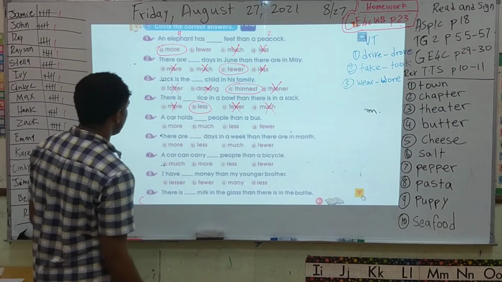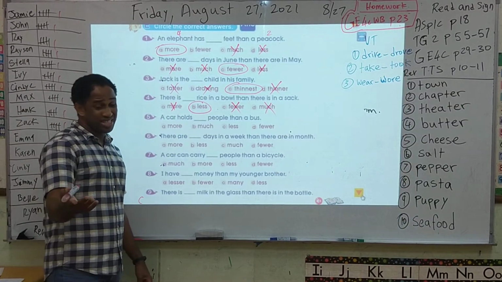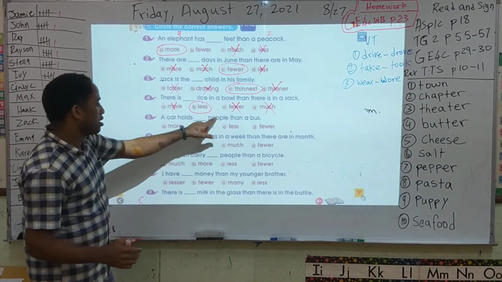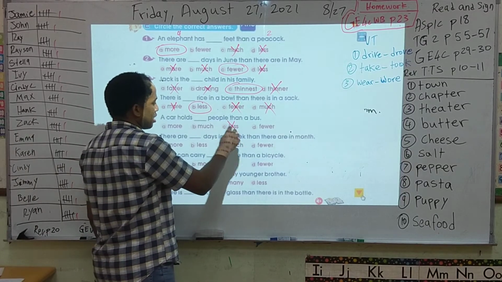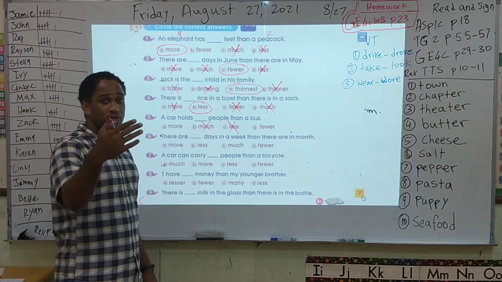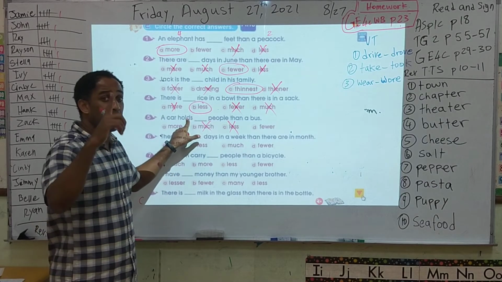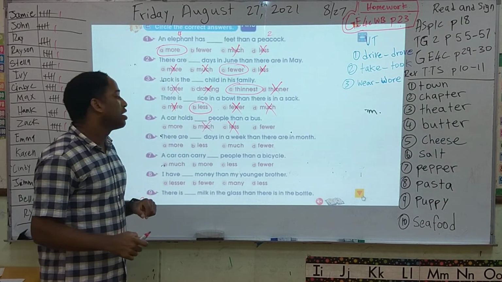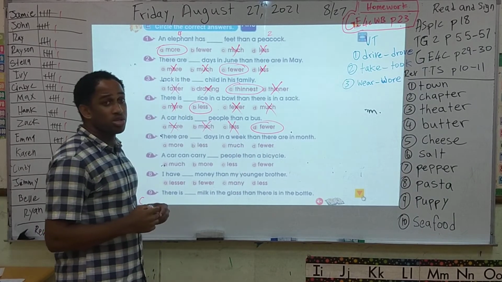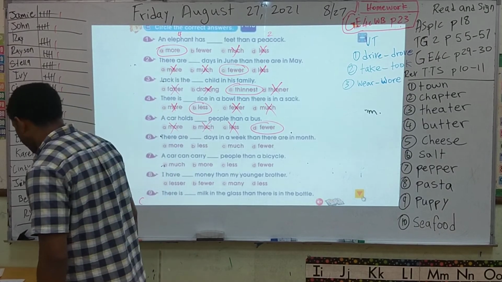You have to choose the best answer. The car holds dash people than a bus. So a car only holds maybe about 6 people or 4, and a bus can hold maybe around 10 or more. And people is countable, so it cannot be less, it cannot be much. You can count people, 1 person, 2 people, 3 people, 4 people, 5, 10, and so on. So a car holds more or fewer people than a bus. A car holds fewer. Good.